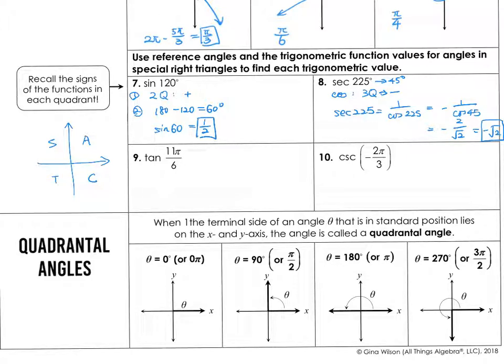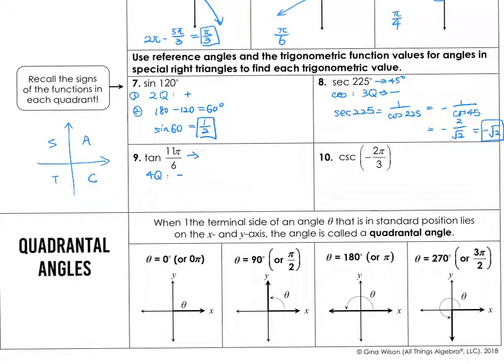The third one, question 9, tangent 11 pi over 6. So if it's 12 pi over 6, that is 2 pi. So it's a little bit less than 2 pi. That means it's the fourth quadrant. In the fourth quadrant, tangent has to be negative. So fourth quadrant, negative. And then find the reference angle.